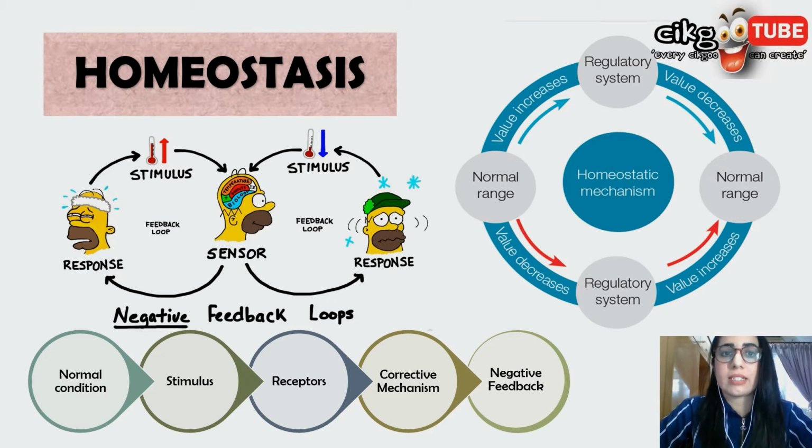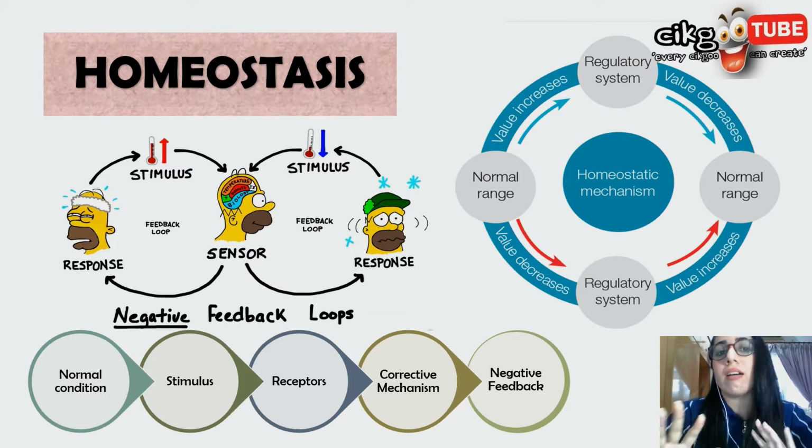Then there are receptors. Receptors are sensory cells or organs that detect the stimuli, the changes. Then there is a corrective mechanism, the reaction that has to occur in the body to return the internal environment to normal, and there is a negative feedback to the receptor. It signals to the receptor that the normal condition of the internal environment has been restored. So everything is back to normal.